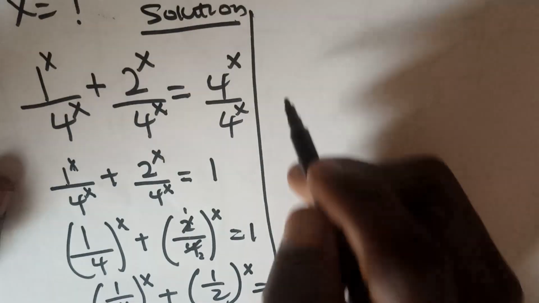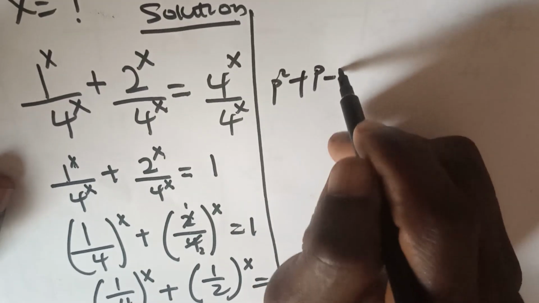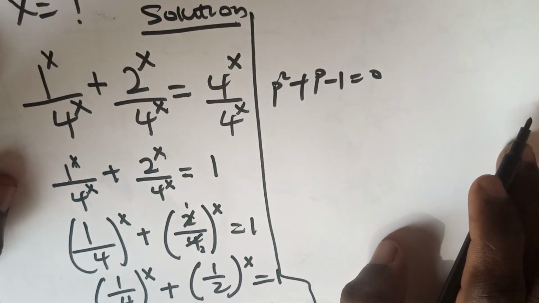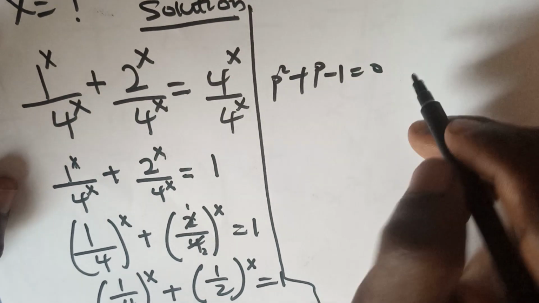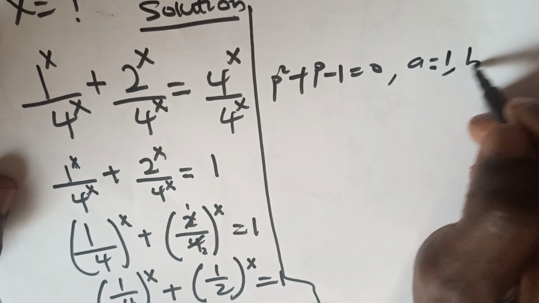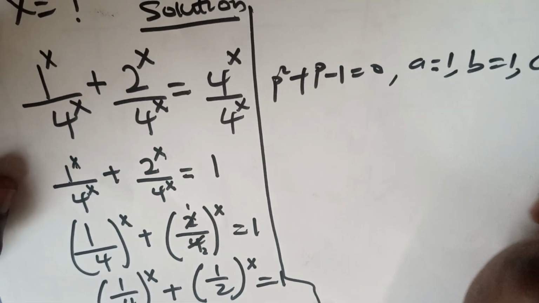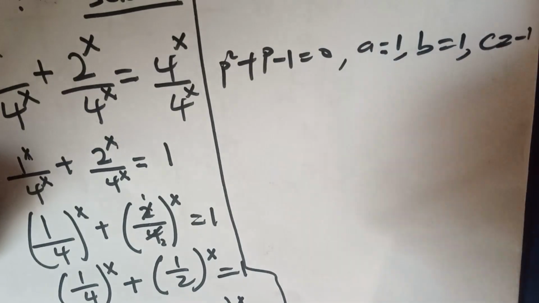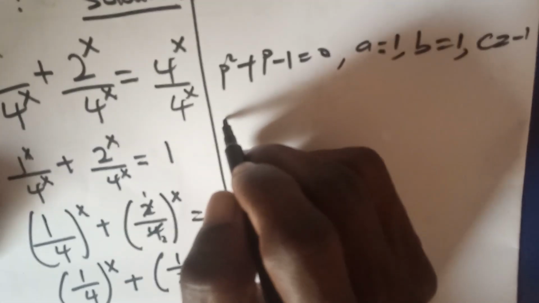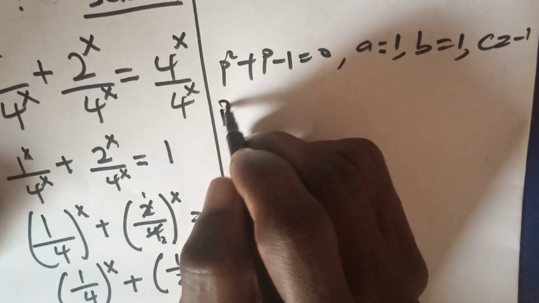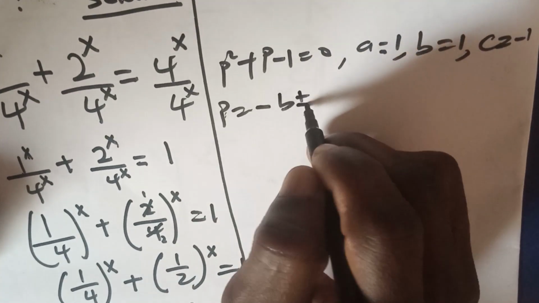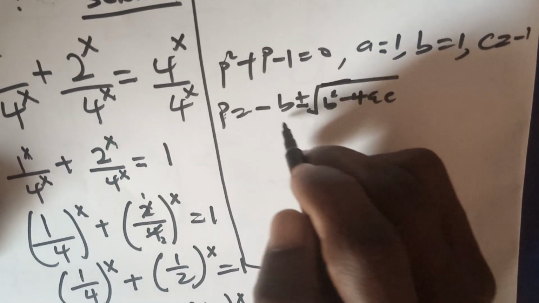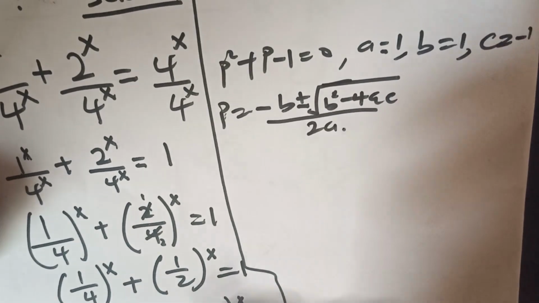Okay, moving down here, we have p square plus p minus 1 equals 0. We are going to apply the quadratic formula method. So applying the quadratic formula method, our a equals 1, our b equals 1, then our c equals minus 1. So having this, we can simply rewrite this equation again, and we can say, using the quadratic method, p equals minus b plus or minus square root of b square minus 4ac all over 2a, right?